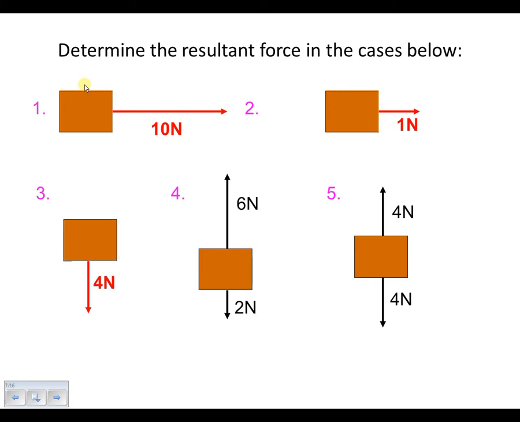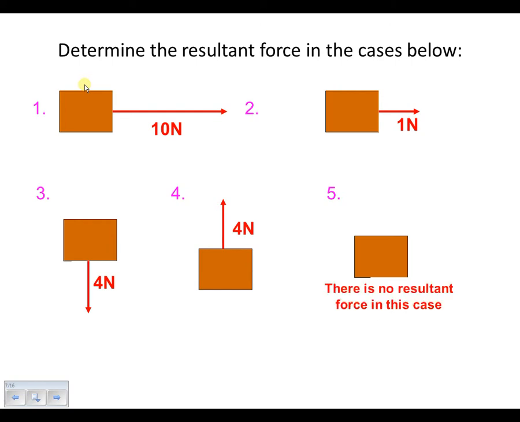Number 3 is 4 newtons downwards. Number 4 is 4 newtons upwards this time. And in number 5, there is no resultant, so the case ain't going anywhere. It stays exactly where it was doing what it was doing before.